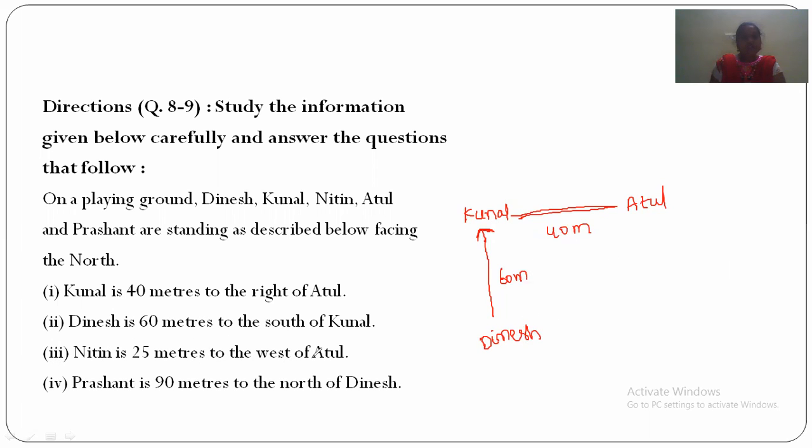Nitin is 25 meters to the west of Atul. So Atul here, his west side means in between this one, 25 meters. So we have to split this 40 meters into 25 and 15 meters. So who is here? Nitin. Prashant is 90 meters to the north of Dinesh. So he is Dinesh, and his north side means above, 90 meters. 60 meters already Kunal is there, and above this one, 30 meters. Who is there? Prashant.